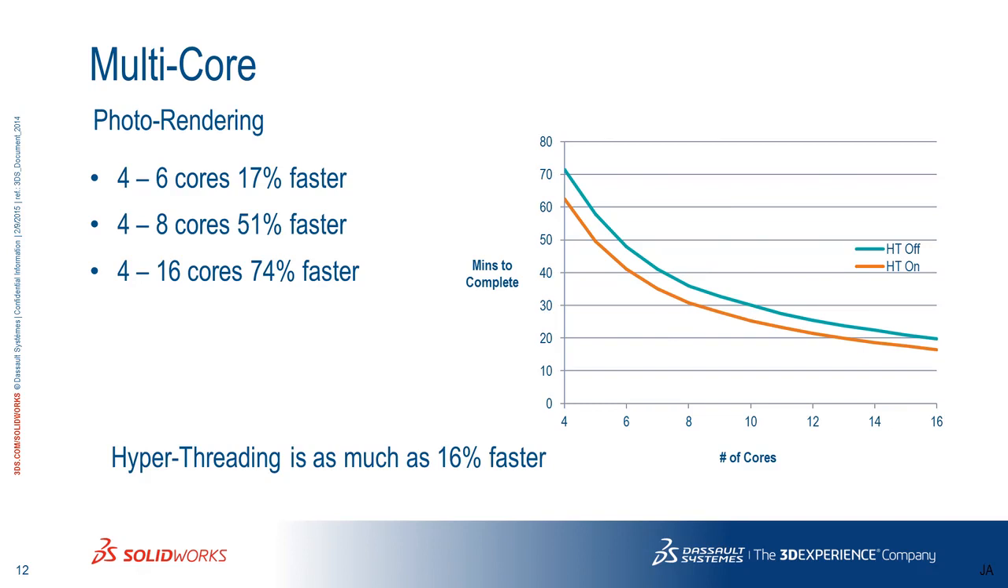When we look at photo rendering with a multi-core processor, going from 4 to 6 cores jumps us up 17%, 4 to 8 cores we're 51%, 4 to 16, we're now 74% faster. For those of you who have done photo rendering, how many people do photo rendering on a regular basis? A few people. What you see, when you see all those little dots on the screen as you're rendering inside SolidWorks, that's all the cores being used. So we throw hyper-threading in as well. That's as much as 16% faster. And you can see in the performance curves what we get as we go from 4 all the way up to 16 cores, with hyper-threading on and off. We definitely get some added benefit with all of that.